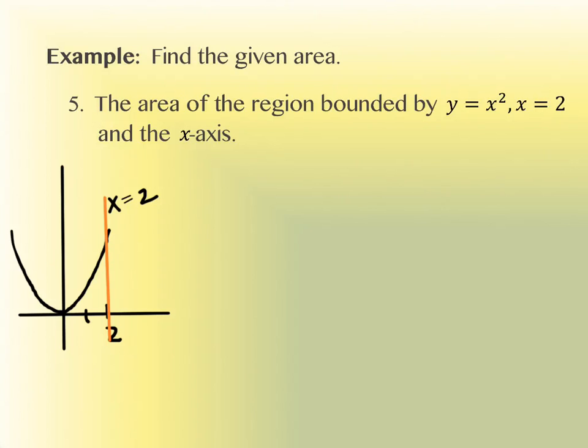And it says the x-axis. Well, the x-axis is down here, right? So if you look at these three curves and where they cross each other, you see a piece of trapped area, right? The area that they're referencing is right in here.